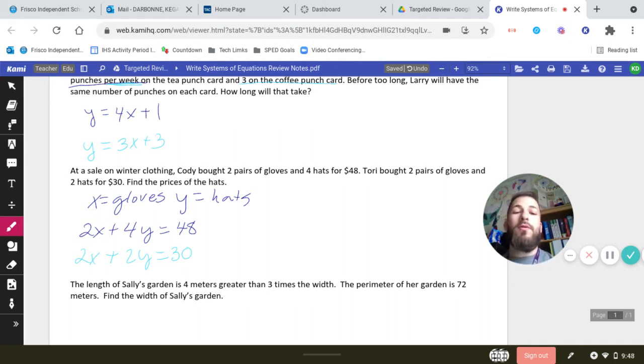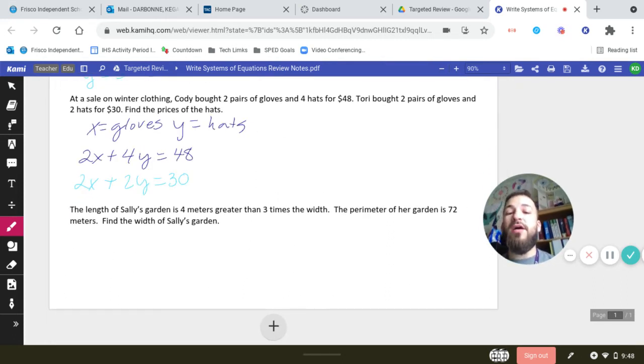Okay. So that is our standard form one. Notice we didn't have any per each for our slope, and we have 2 different things that are changing. We have gloves and we have hats. Okay. Let's talk about the very last one.